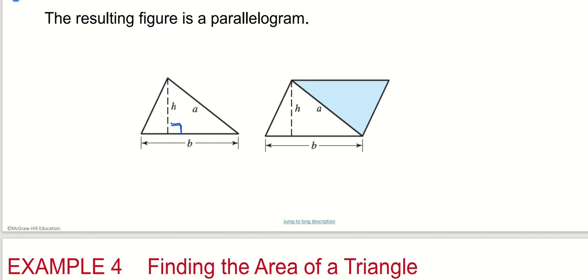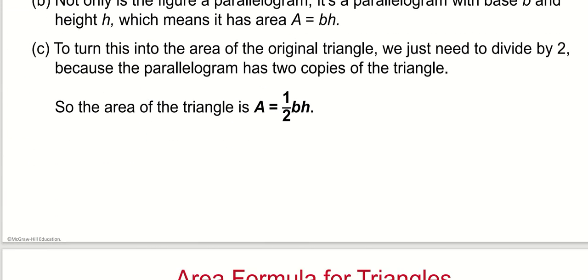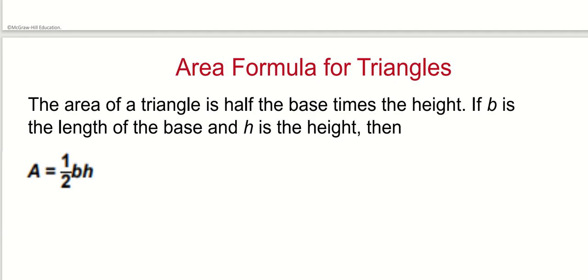The length of the side that the height is drawn to is called the base, and we get the formula for the area of a triangle, which is going to be 1/2 times base times height. So area of a triangle, 1/2 base times height.